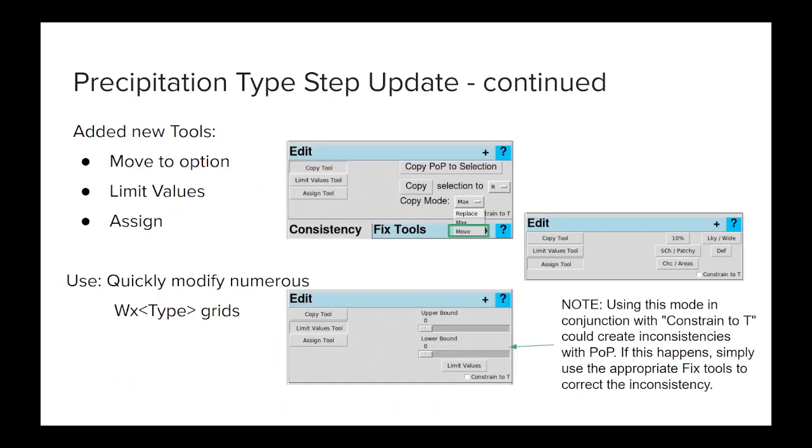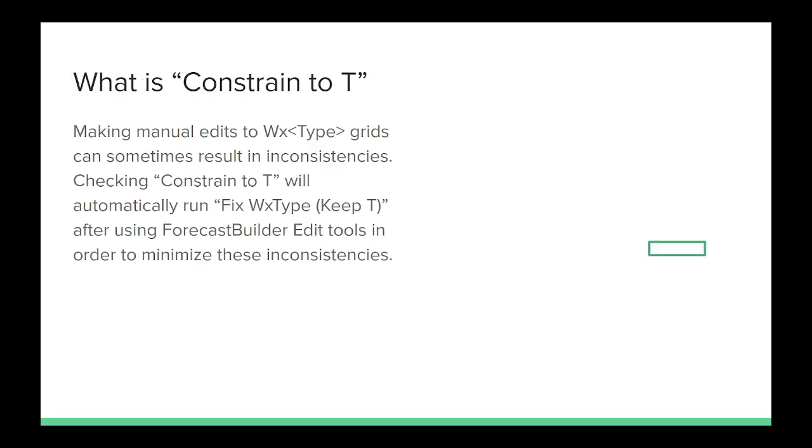All right, let's talk about the precipitation type step updates here. Again, a few new tools have been added: the move to option is shown there, as well as limit values and an assign button. These can all be used in different forms depending upon the circumstance, to make things a little easier for you to edit precipitation types. Note that there is this constraint to T option, and I'll talk about that in a second. If you utilize that in conjunction with limit values, you can have some inconsistencies with pop, and there are various tools that can help correct that inconsistency.